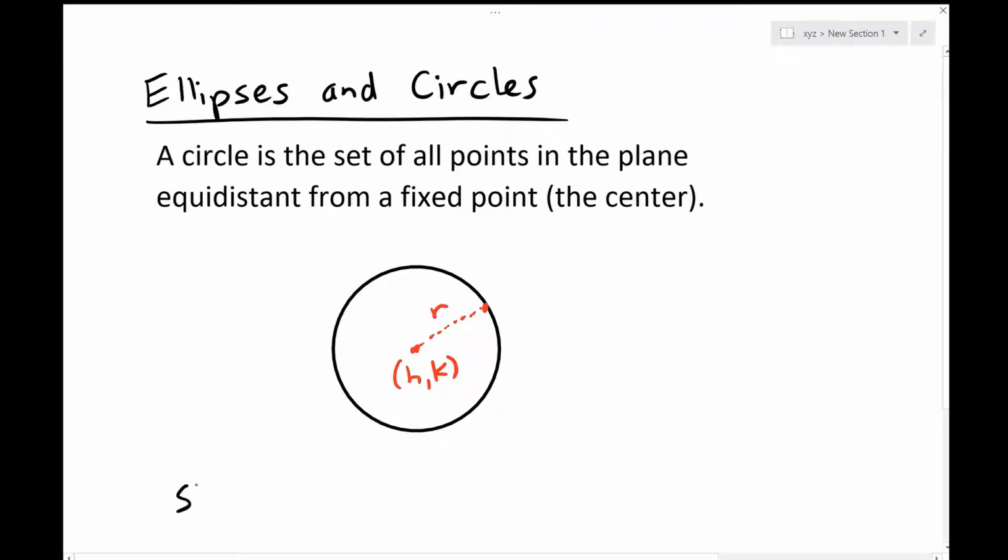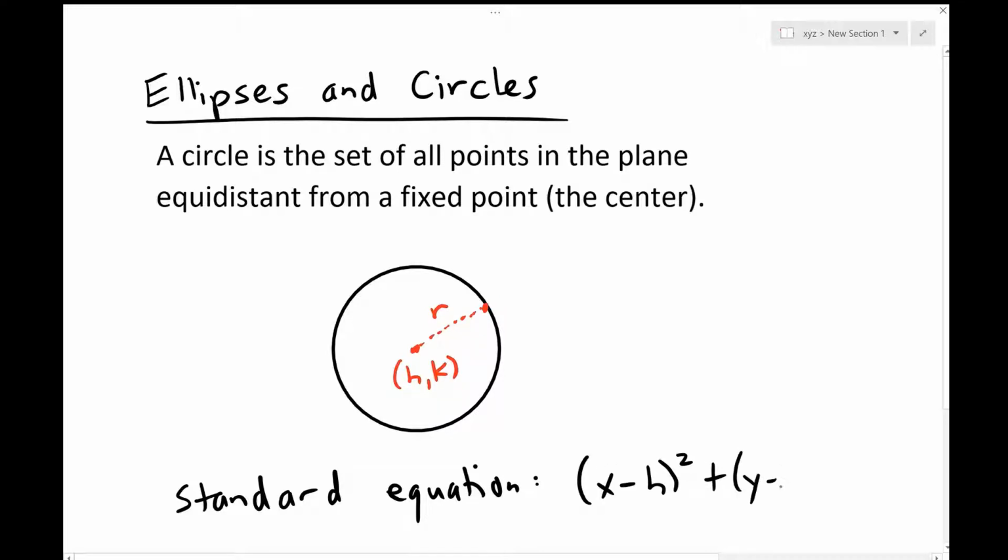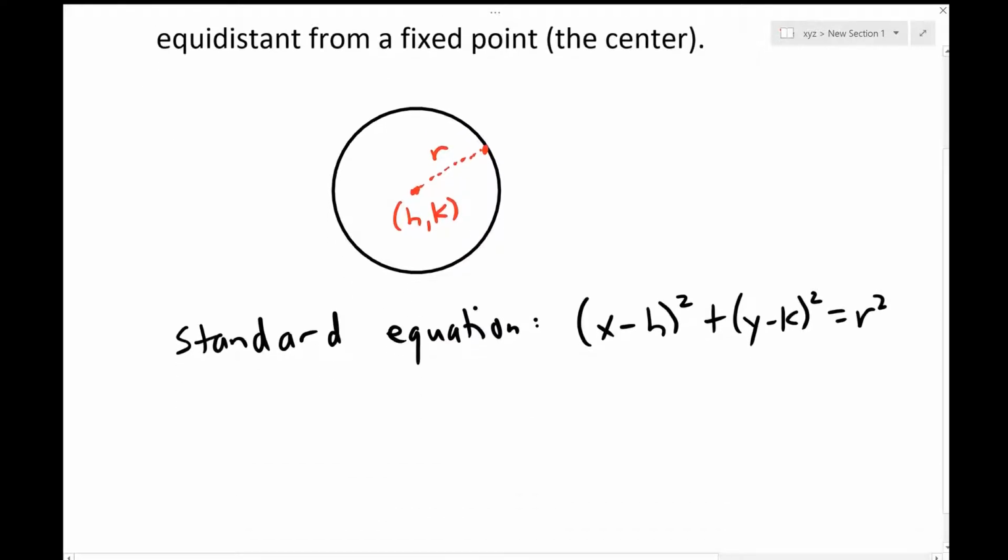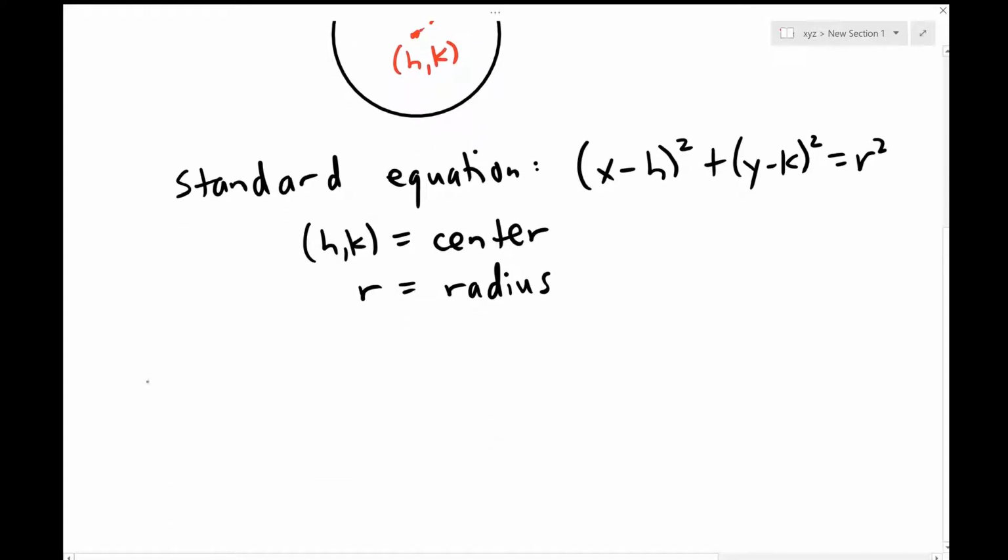And so you may recall that the standard equation of a circle is given by (x minus h) squared plus (y minus k) squared is equal to r squared. And so again, the coordinates h, k give us the center of the circle, and r is the radius. That's the distance from the center to any point on the circle. And so we'll want to remember how to graph equations of circles.